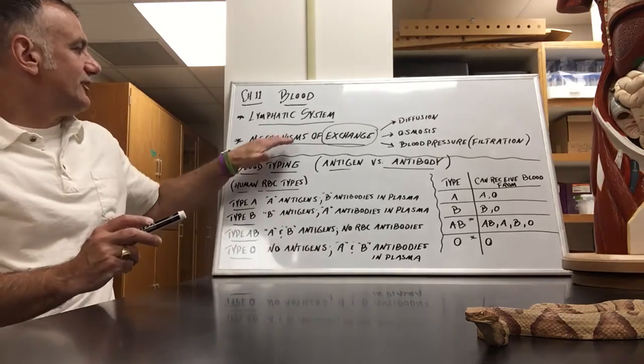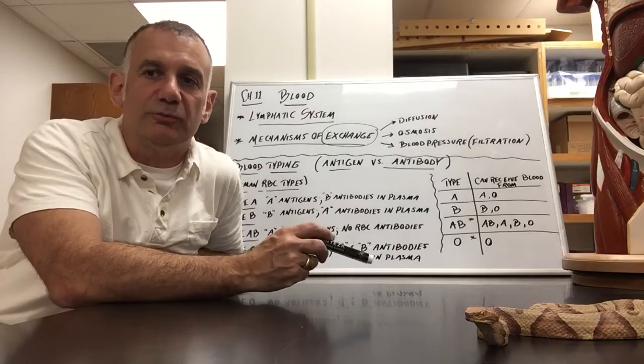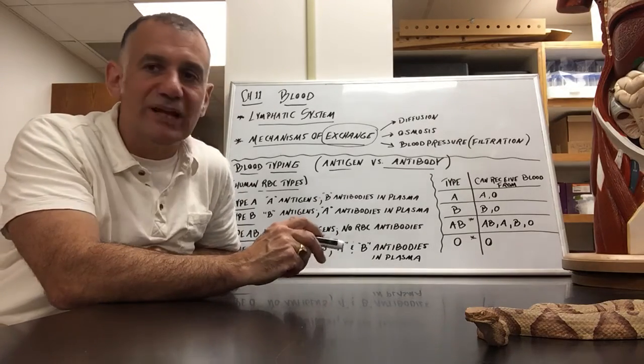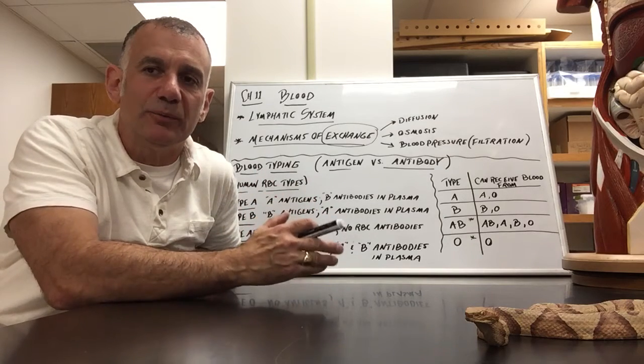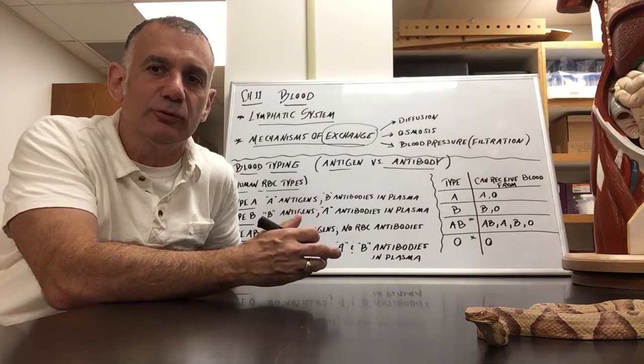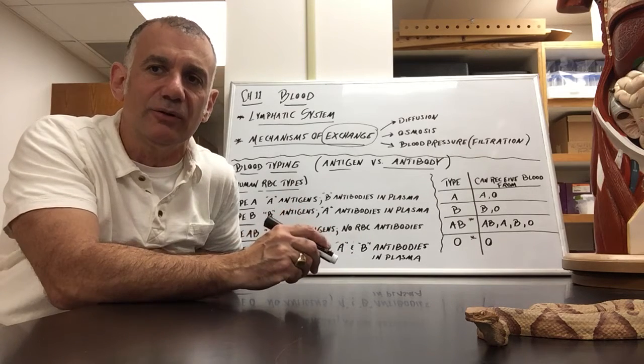Moving on to the next topic. Actually, in your notes, this is before the lymphatic system, but I just put them out of order on the board. Mechanisms of exchange. Once we get the blood near the cells or the tissues, how do we get materials into the cells? What are our basic functions? We talked about these already.